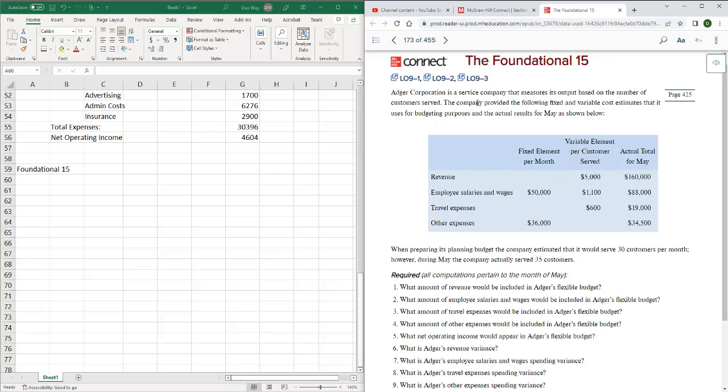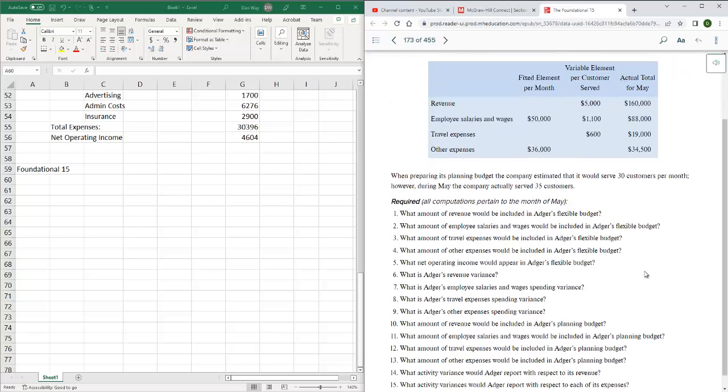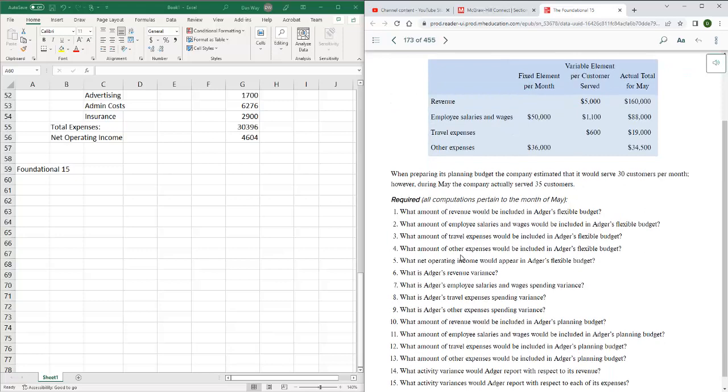So this one says AgiCorp is a service company that measures output based on the number of customers served. We've got the following fixed and variable cost estimates that are used for budgeting purposes, and the actual results for May as shown here. When preparing the planning budget, the company estimated it would serve 30 customers a month. However, during May, we actually served 35. So let's work these 15 items.